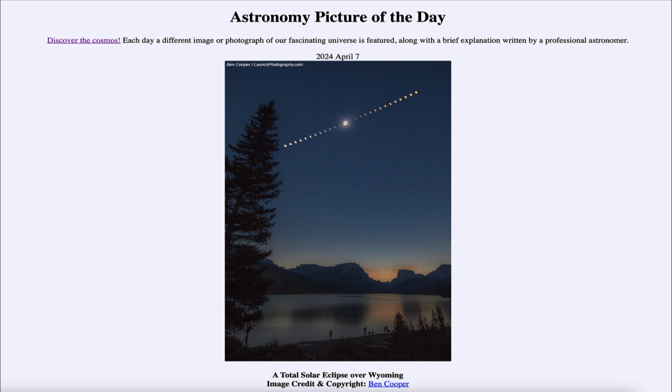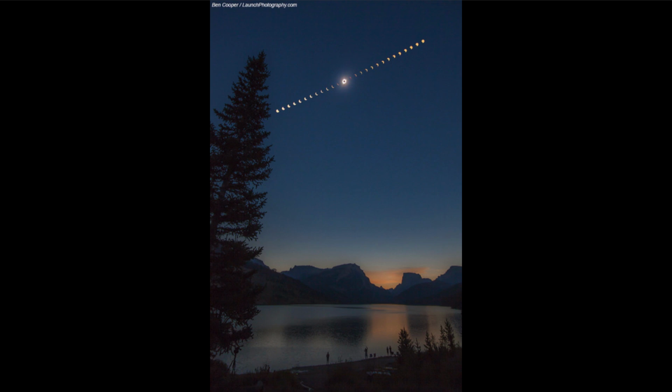Today's picture for April 7th of 2024 is titled "A Total Solar Eclipse over Wyoming." So what do we see here? Well, this is an image of the eclipse of August 2017, also known as the Great North American Eclipse, because it went across from the west coast of North America to the east. And in fact, most people in North America were able to see at least a partial eclipse.